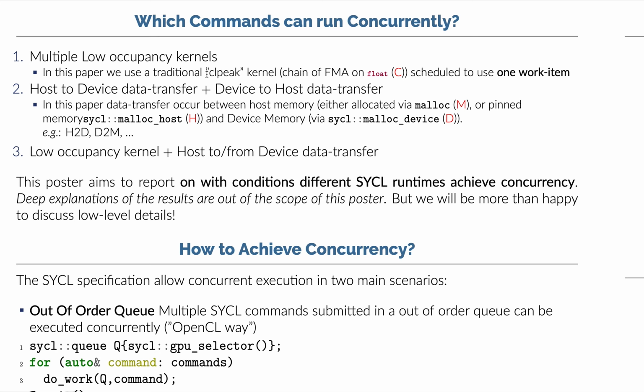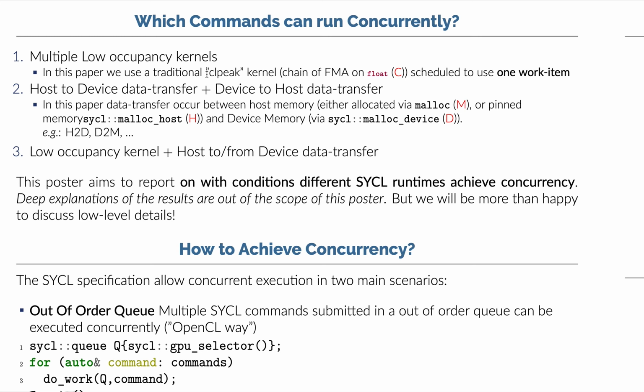Another case: all of the GPUs present here use PCIe, and PCIe is a full duplex protocol. You can submit a host to device data transfer and a device to host data transfer, and you expect both of them to run concurrently. So we'll do exactly this. We'll allocate a buffer in host memory, either using malloc memory, which we name M, or SYCL malloc_host pinned memory, called H, and we try to copy this buffer to device memory allocated with SYCL device.